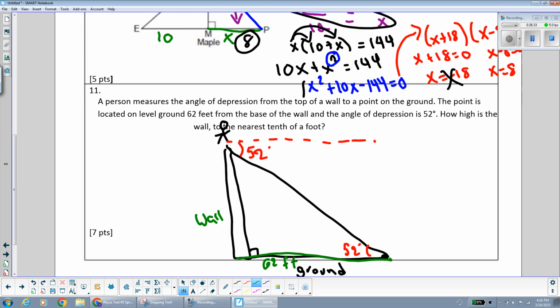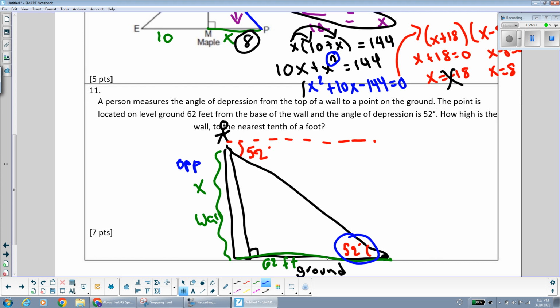Okay. I am looking for how high the wall is. So I'm looking for this length over here. So I'm going to label that X. I have my focus angle. From my focus angle, I'm looking for opposite because I want to find this length over here.